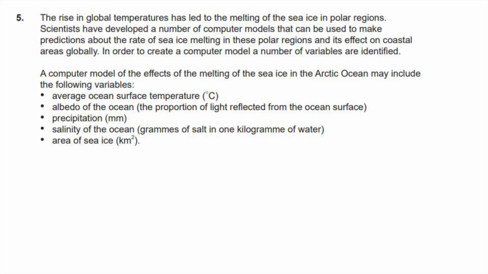So the rise in global temperatures has led to the melting of the sea ice in polar regions. Scientists have developed a number of computer models that can be used to make predictions about the rate of sea ice melting in these polar regions and its effects on coastal areas globally. In order to create a computer model, a number of variables have been identified: the average ocean surface temperature, the albedo of the ocean, so the proportion of light reflected from the ocean surface, precipitation, salinity of the ocean, and area of sea ice.